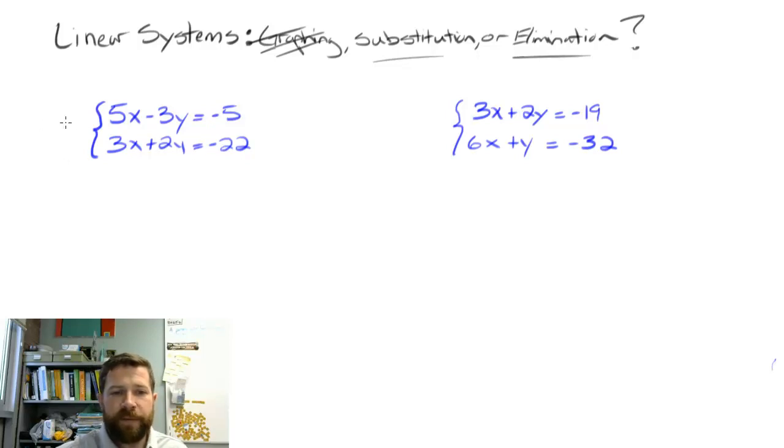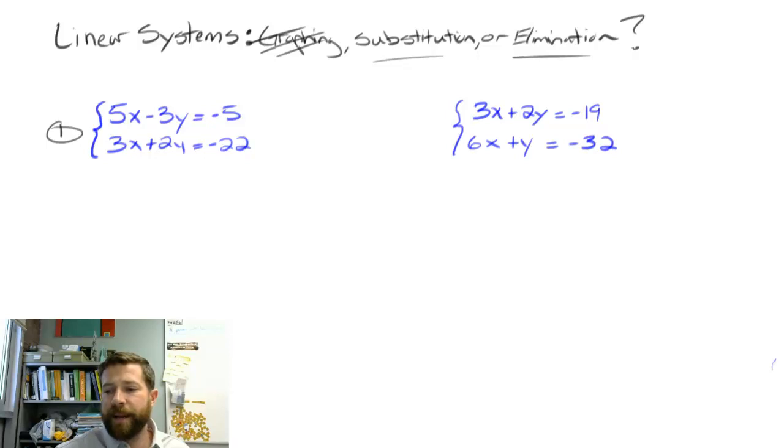Let's talk about this first one over here. I'll call this linear system number 1. The question is, which should I use? Again, you can use either. I think it's going to be very obvious for me to use elimination here instead of substitution. If that's not obvious, let's think about this. If we're going to use substitution, we need to isolate one of these variables with one of these equations.